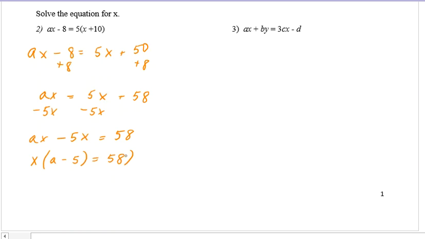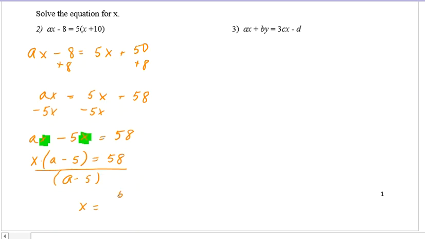Oops, I don't know why I put random. Okay, and all I really did there was, see how this piece had an x and this piece had an x? I pulled it out of there and I undistributed it or factored it out. Now this is really saying x multiplied by the quantity a minus 5 is equal to 58. So to find out what x is, I'm just going to divide by a minus 5, the entire quantity.